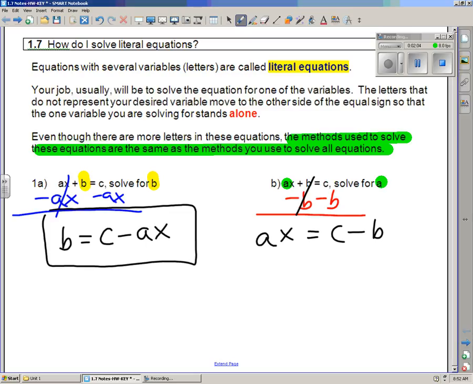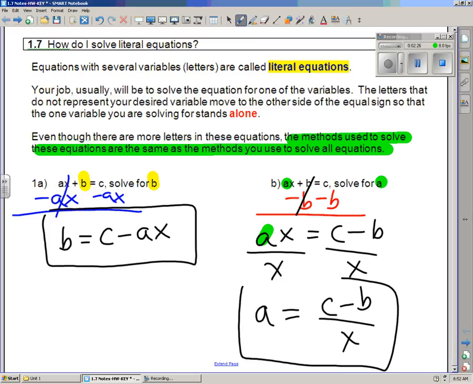What's left to do now is to get rid of whatever's being done to the letter a. What's being done to a right now is it's being multiplied by x. How do you undo multiply by x? You divide both sides by x. And what you're left with is a equals c take away b, divided by x. That is your final answer. It doesn't look as nice as when you get a number, but it's still correct, and the process is the exact same.